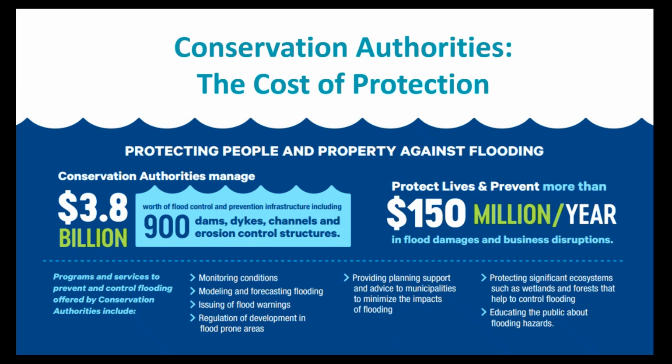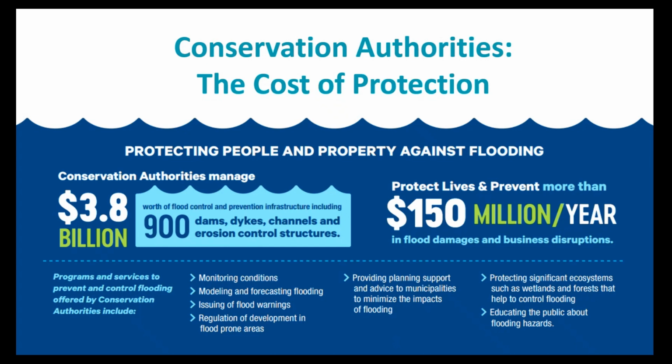So what is the cost of protection when it comes solely to flooding? CAs can protect people and property against flooding, and our conservation authorities manage $3.8 billion worth of flood control and prevention infrastructure. This includes 900 built and engineered infrastructure of dams, dikes, channels, and erosion control structures. We protect lives and prevent more than $150 million per year in flood damages and business disruptions.